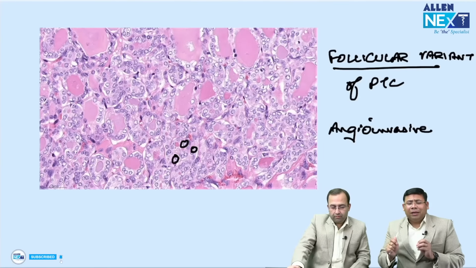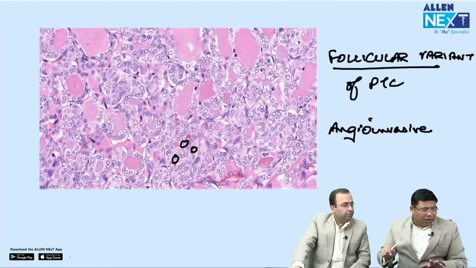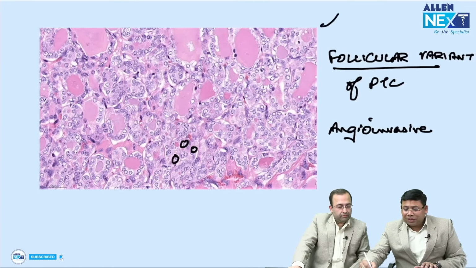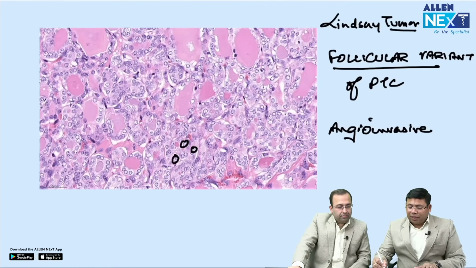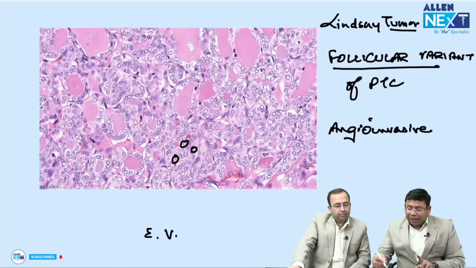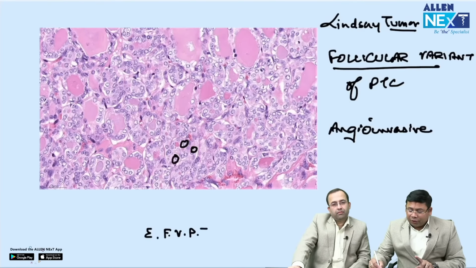The second is only the anaplastic cancers, or you can talk about the lymphomas, where we go for radiotherapy. So what is another name for the follicular variant of PTC? It's also known as Lindsay tumor. And nowadays you also have one more name, that is encapsulated follicular variant, the encapsulated follicular variant of papillary thyroid neoplasm.